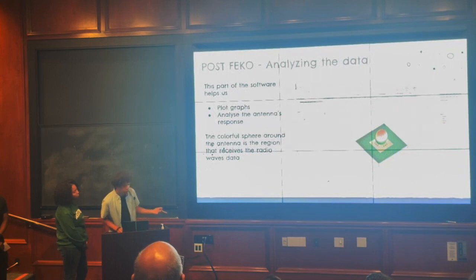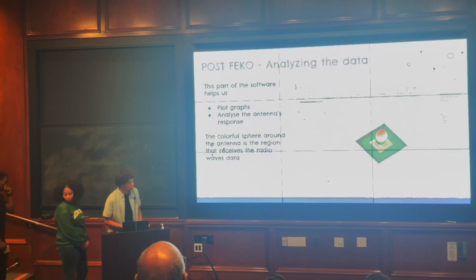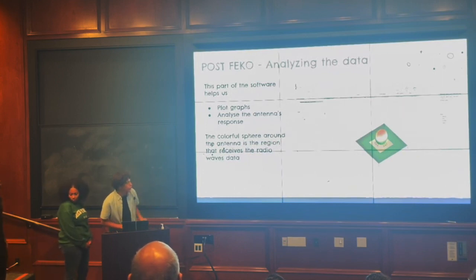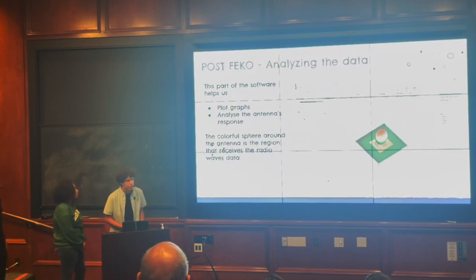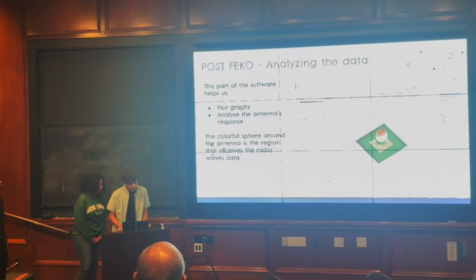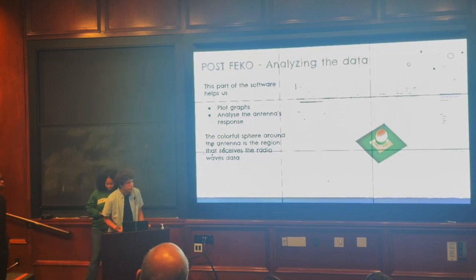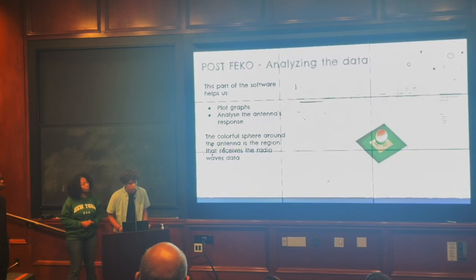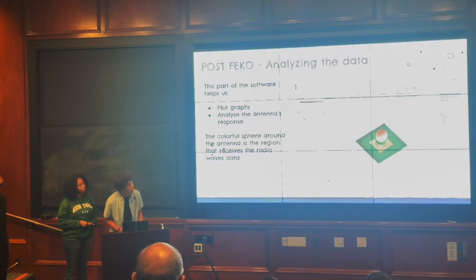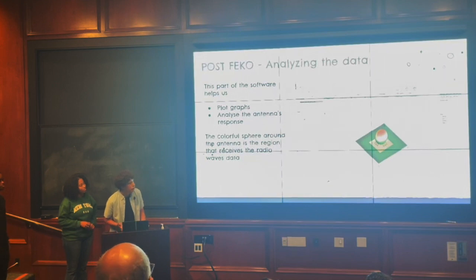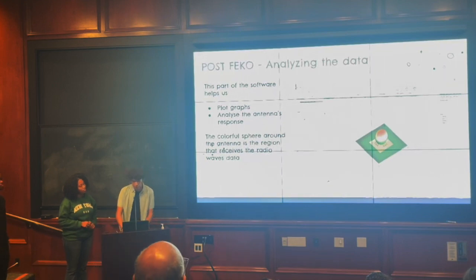Now, this is another program we were using, POSTFEKO. This one we used when we were plotting our graph. The colorful sphere around the antenna is the frequency and the responses that we receive from the antenna. And we noticed, well, what we want is more red. The more red, the better, because that means that we are receiving more information.